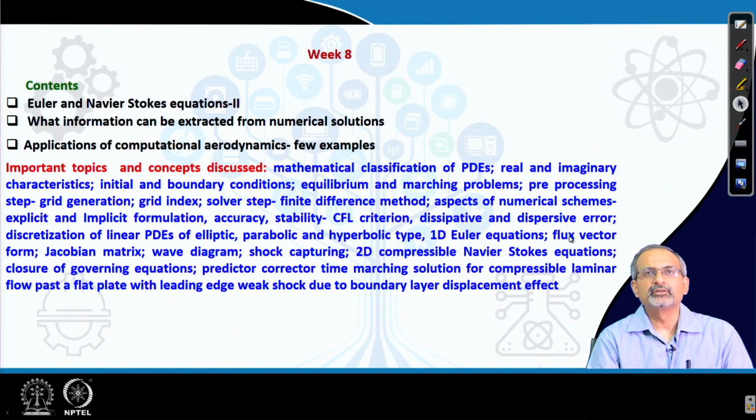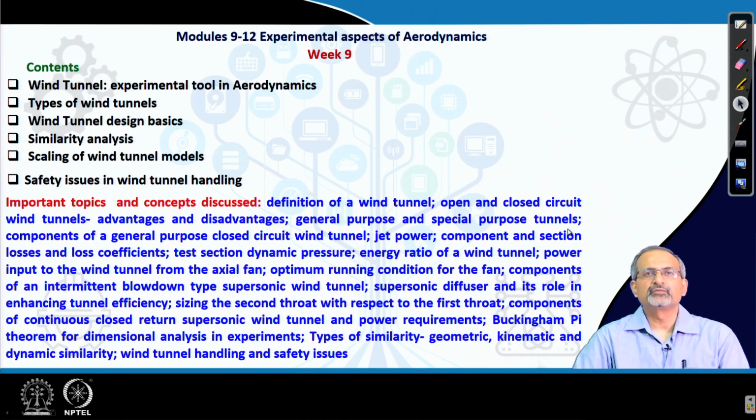With that, we ended the numerical section of the course and we moved on to the final section, which is the experimental aspects of aerodynamics. We began with the definition of a wind tunnel, which is the heart of experimental aerodynamics. Open and closed circuit wind tunnels, their advantages and disadvantages were discussed, and then we looked at some general purpose as well as special purpose tunnels.